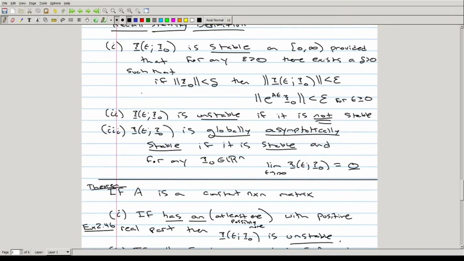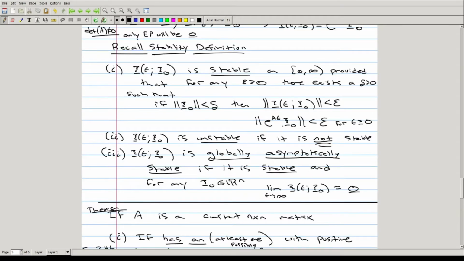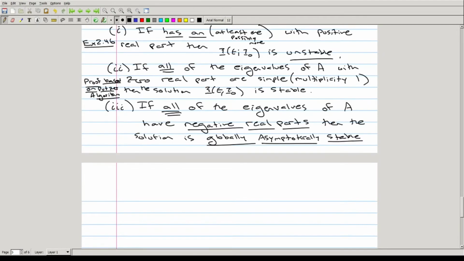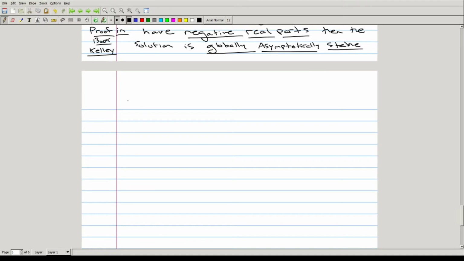And all of these are kind of related to this definition of stability up here in the matrix exponential and how that interacts with the norm. But the proof of 3 is in our book, which is the book on advanced ordinary differential equations by Kelly. But just for example, we'll go over 2 separate examples right now to show how to apply this.